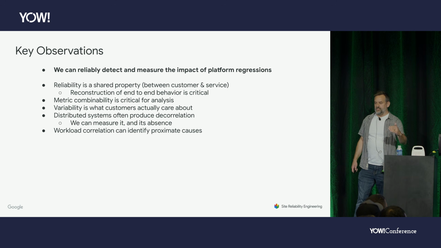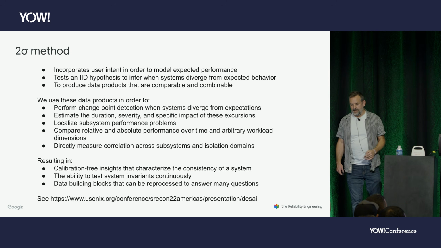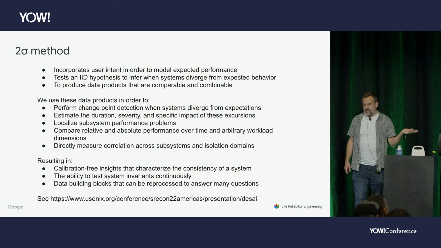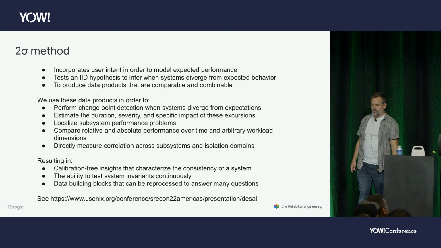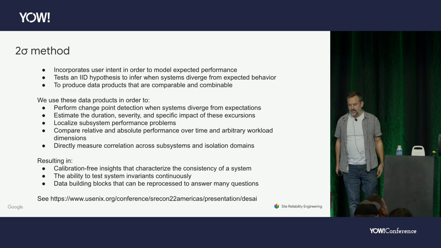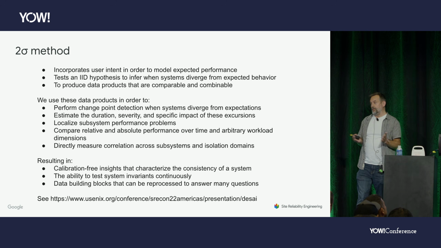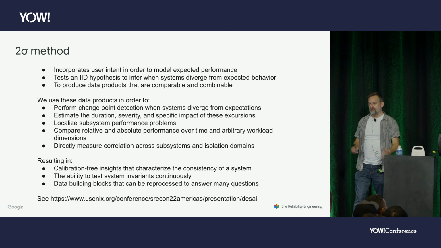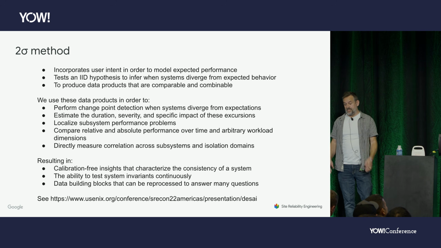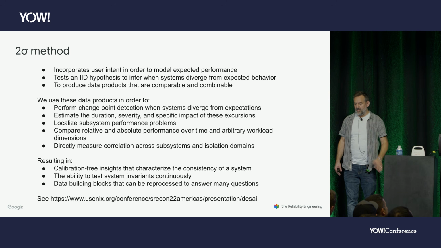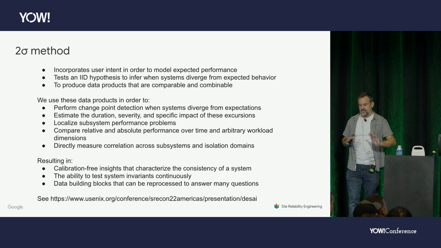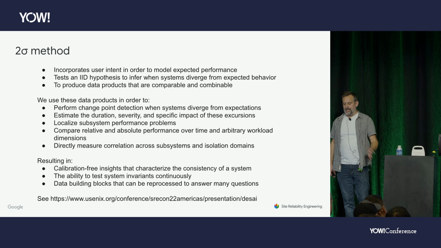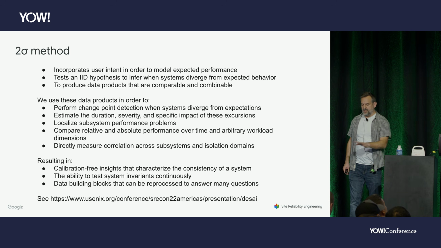And we can use that correlation to identify proximate causes when we get this signal in. So this method incorporates user intent. We can produce data products that we can compare over time and combine. And then we can use these to actually find out when our systems are behaving badly, work out the duration and severity and impact of those things, which is really useful when you're doing postmortems, or critical when you're doing postmortems. We can compare behavior over time and chop it up over different dimensions if we need to do that, and actually directly measure decorrelation across different parts of our systems.